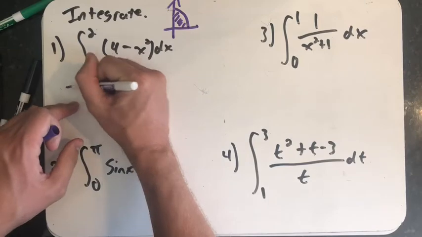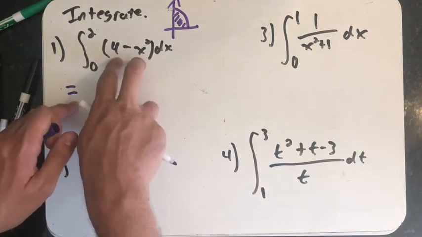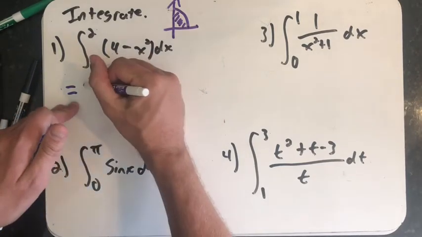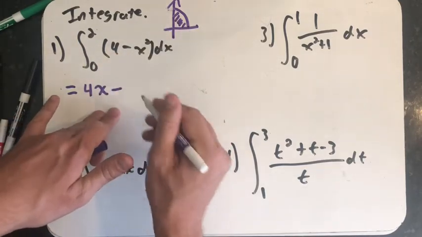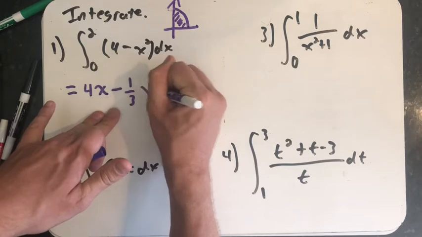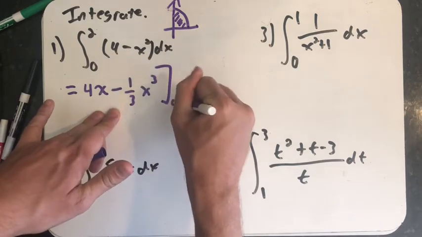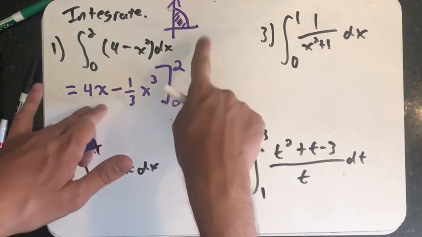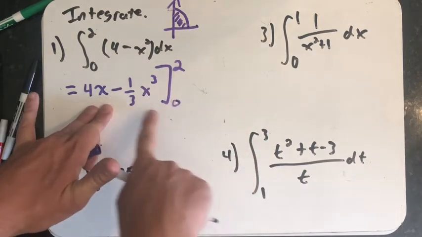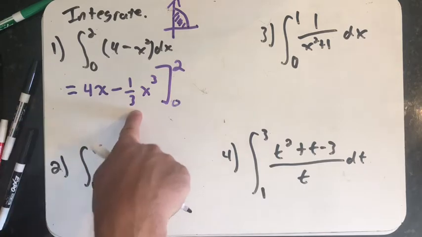In this video, because I can easily find an antiderivative for 4 minus x squared, the antiderivative of 4 is 4x, the antiderivative of x squared is 1/3 x cubed, and I need to evaluate that from 0 to 2. Remembering this shorthand notation that says I'm going to plug in 2 and get a value, and then take away what happens when I plug in 0.